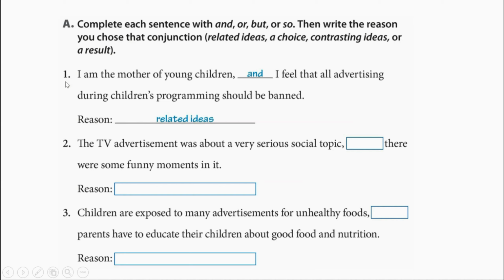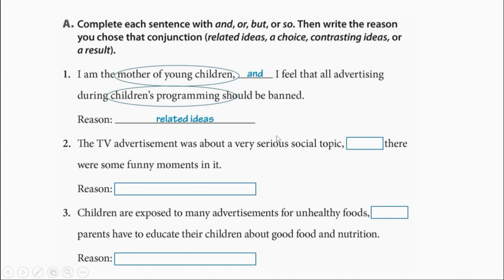this question, number 1. I am the mother of young children, and I feel that all advertising during children's programming should be banned. So we know there are two ideas here. The first idea is about a mother of young children. And the second idea is that children's programming should be banned. These are two ideas, and I believe they go together. They are related, so we use and, and then we write the reason here, related ideas.